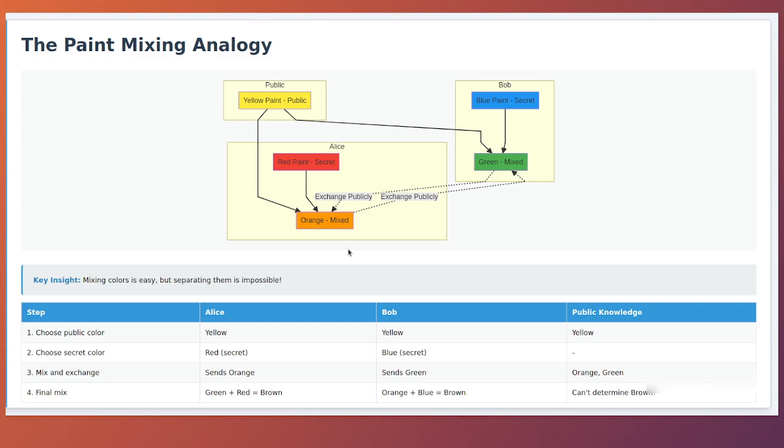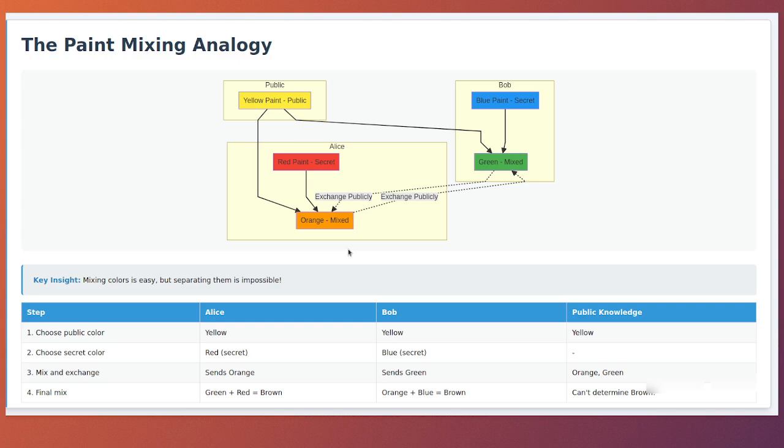Think about mixing paints. If I give you a bucket of blue paint and a bucket of yellow paint, you can easily mix them to get green. But here's the crucial part. If I give you a bucket of green paint, can you separate it back into the exact amounts of blue and yellow that were used? No, you can't. This one-way property is what makes Diffie Hellman secure.